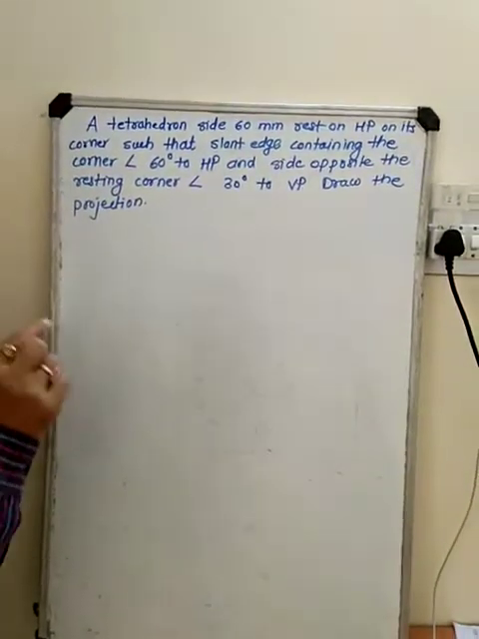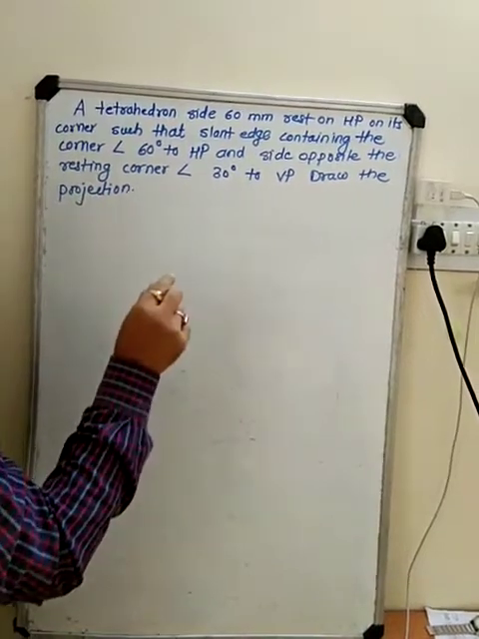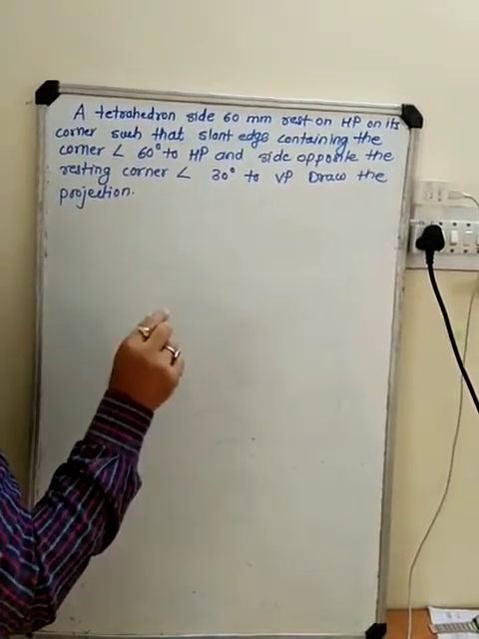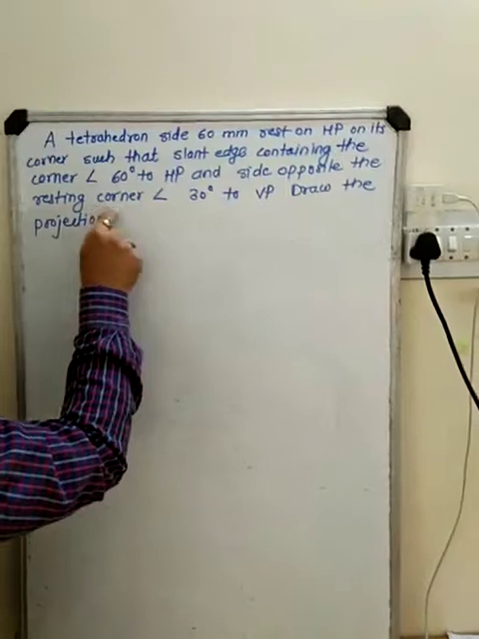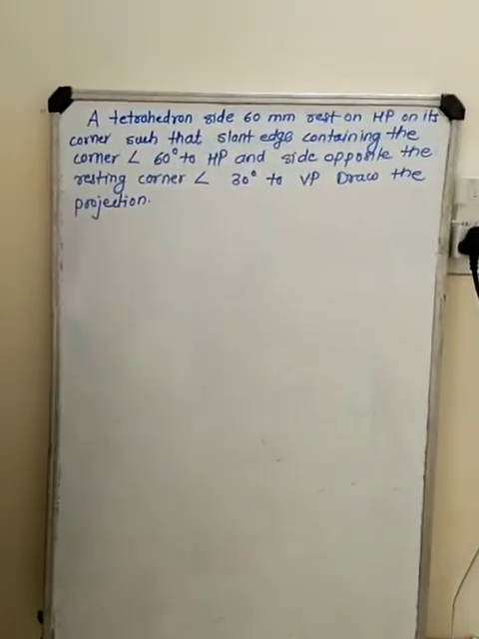And the side opposite to the resting corner. The resting corner is important here, and you will have to identify the slant edge of the resting corner and the side opposite to the resting corner. The side opposite to the resting corner is inclined 30 degree to VP. Draw the projection of the solid.